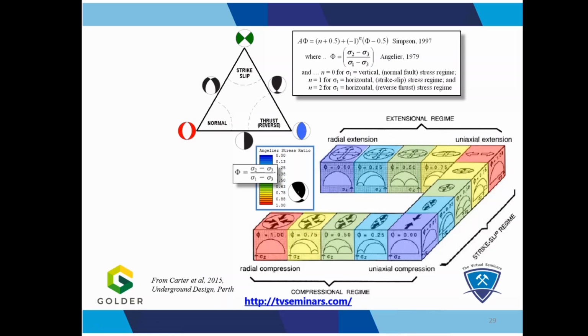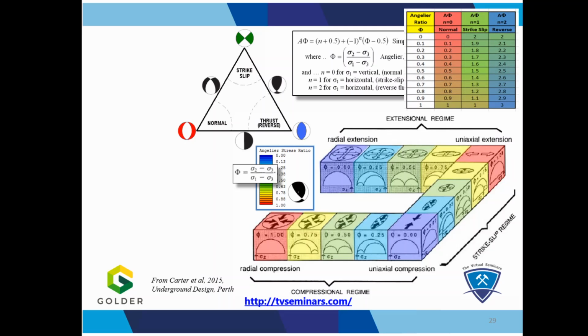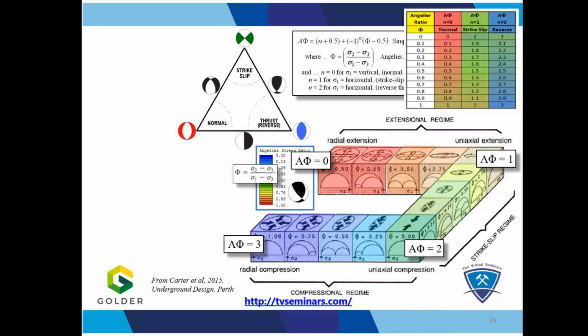Simpson 1997 allows us to take the triangular diagram of different faulting and relate it to the stress conditions shown in this block diagram. For normal, strike slip, and reverse faults, we can recolor this diagram in a slightly different way. So we can move from radial extension through to strike slip, where stresses are parallel with the horizontal stress, to reverse faulting.